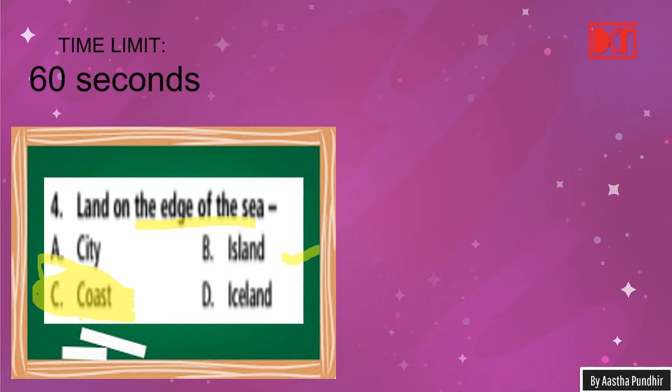And then we have Iceland. Iceland is the name of a country, and Iceland is actually an island, which means that country is surrounded by water on all the sides. Okay.